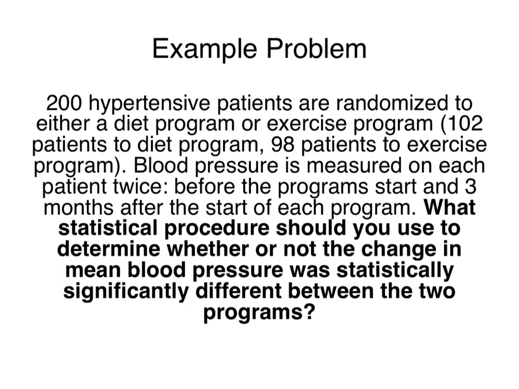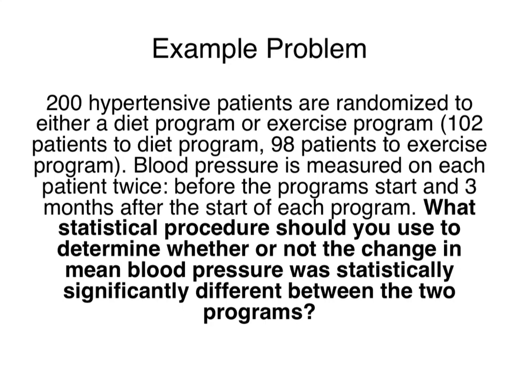Here's another example. 200 hypertensive patients are randomized to either a diet program or exercise program. Blood pressure is measured on each patient twice, before the program start and 3 months after the start of each program. What statistical procedure should you use to determine whether or not the change in mean blood pressure was statistically significantly different between the 2 programs?